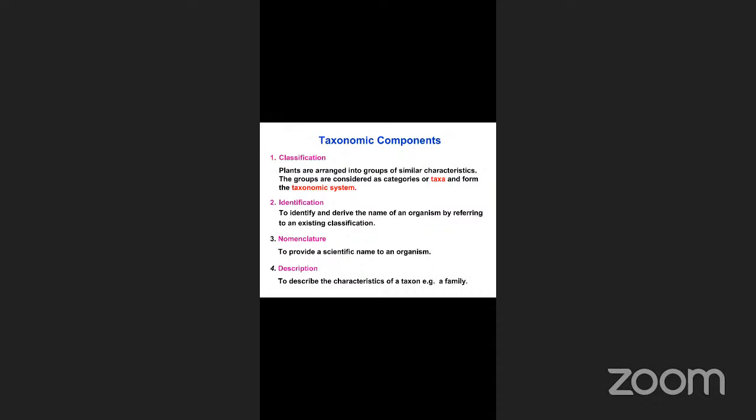Gaspard Bauhin introduced botanical nomenclature. Carolus Linnaeus described different types of species and genera. He wrote a book, Species Plantarum. The early rules of nomenclature were set forth by Linnaeus in his Critica Botanica, 1737, further amplified in Philosophia Botanica.